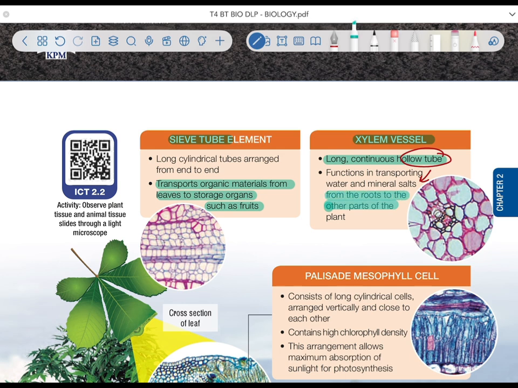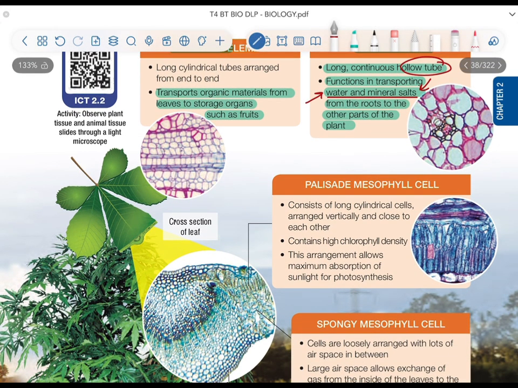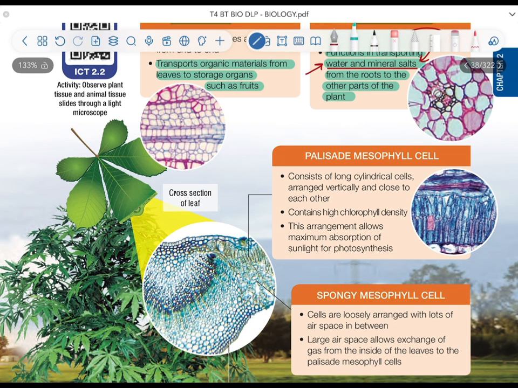This is something that you need to remember and always correlate the characteristic with the function. So it transports water and mineral salts. Water and mineral salts, these things must come together. The next one is the palisade mesophyll cell.